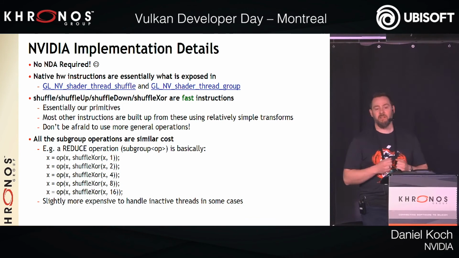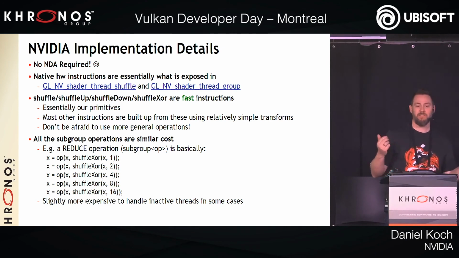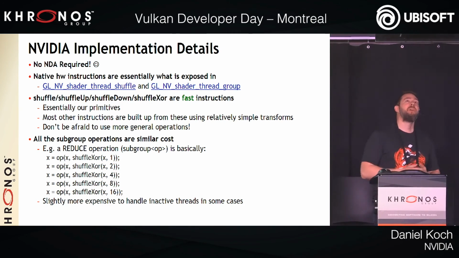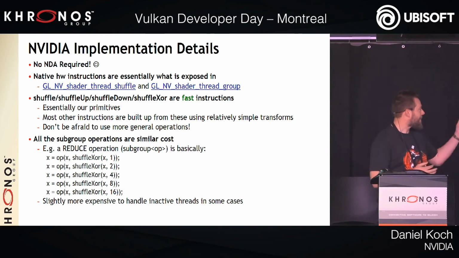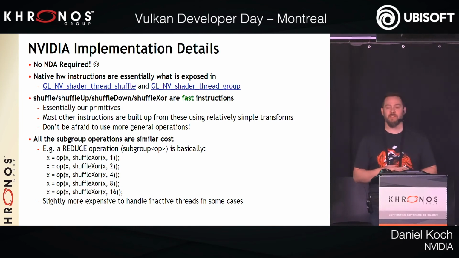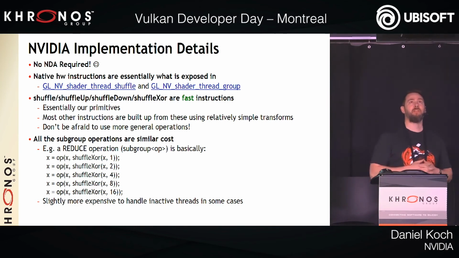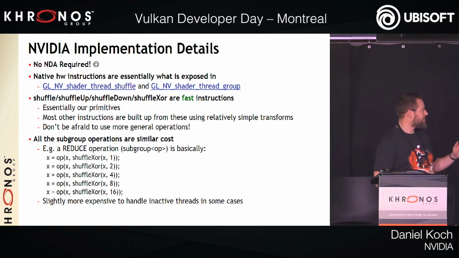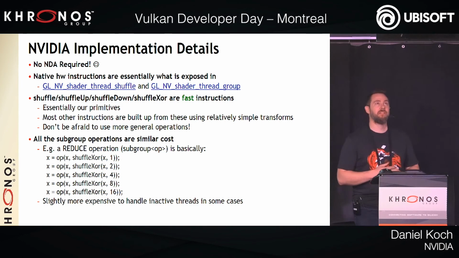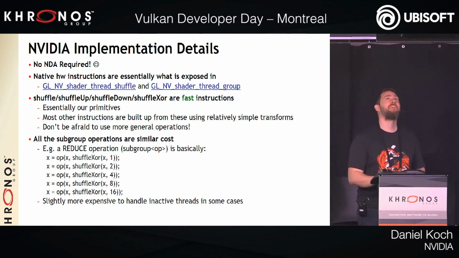So on NVIDIA, don't be afraid to use the shuffle operations, because that's what we're using for everything else. If your algorithm can use the more general shuffle ones, go ahead and use them. And we don't have any major cliffs in our subgroup operations, so all the subgroup operations are relatively similar in cost. A reduce operation is basically a set of shuffle XORs to swap your data around and then do the operation on it. There is some slightly more expensive handling of inactive threads in some cases, but I will not get into details on how that's done.